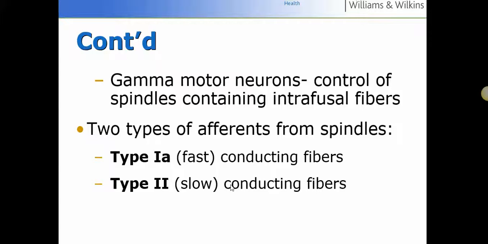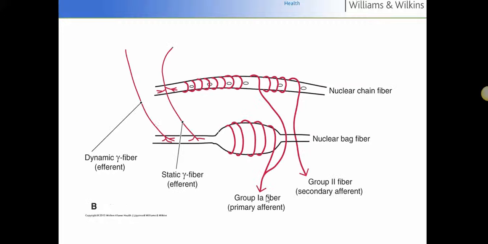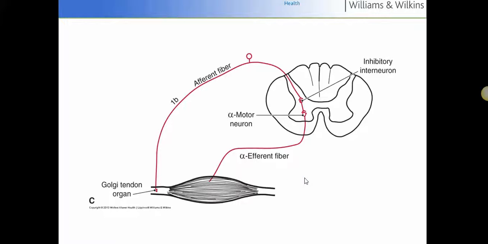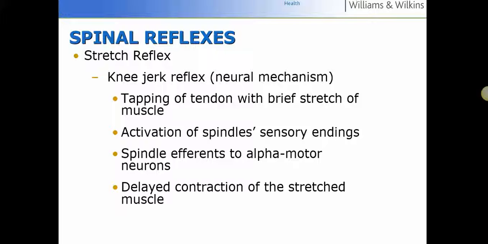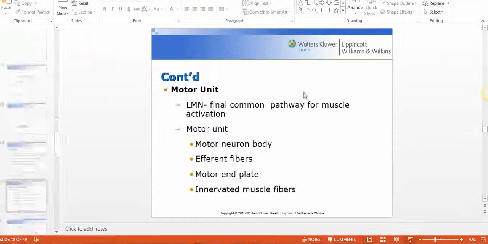Okay, so there are two types of afferents from spindles. The type 1A, which are the primary annulospiral endings, are very fast conducting fibers. Then you have type 2, which are shown here. They also help to pick up the changes in length, but however, they are very slow conducting fibers. So that's basically about the stretch reflex, which is mediated by the spinal cord.